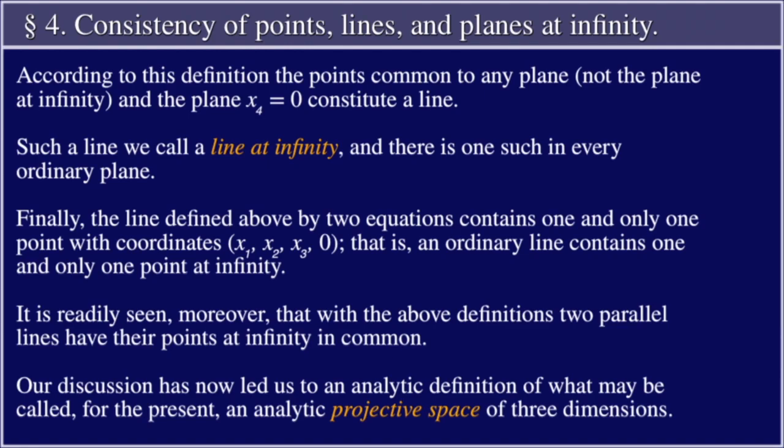Finally, the line defined above by two equations contains one and only one point with coordinates x sub 1, x sub 2, x sub 3, 0. That is, an ordinary line contains one and only one point at infinity. It is readily seen, moreover, that with the above definitions, two parallel lines have their points at infinity in common. Our discussion has now led us to an analytic definition of what may be called, for the present, an analytic projective space of three dimensions.